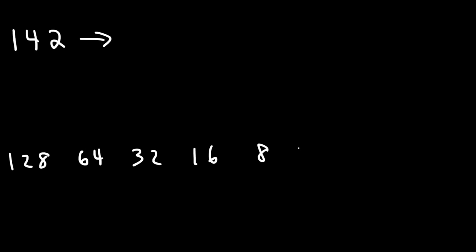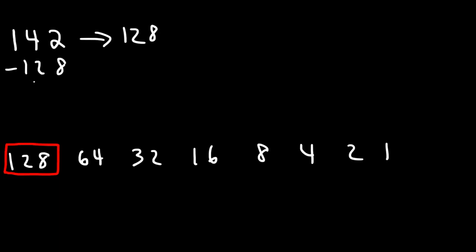Now here's another example. Let's say we have the number 142, and let's convert that into a binary number. So let's write the list of numbers that we're going to work with: 128, 64, 32, 16, 8, 4, 2, and 1. The highest base 2 number under 142 is 128. If we subtract 142 by 128, that's going to give us 14.